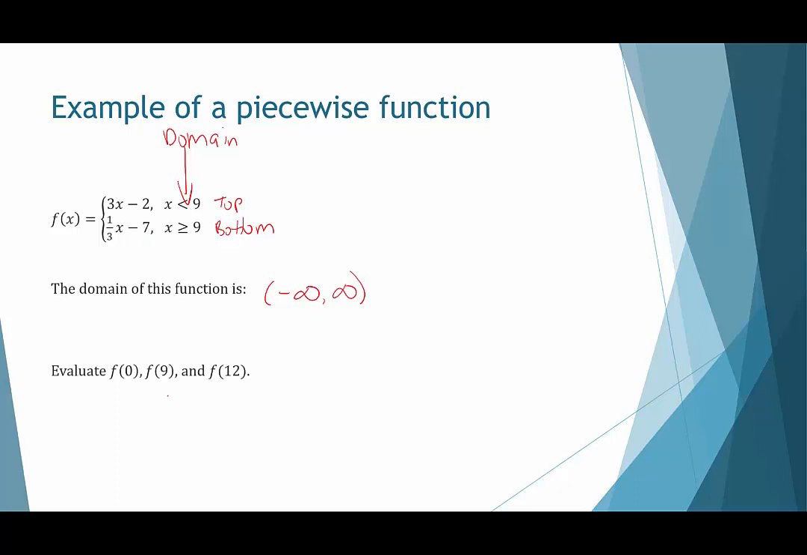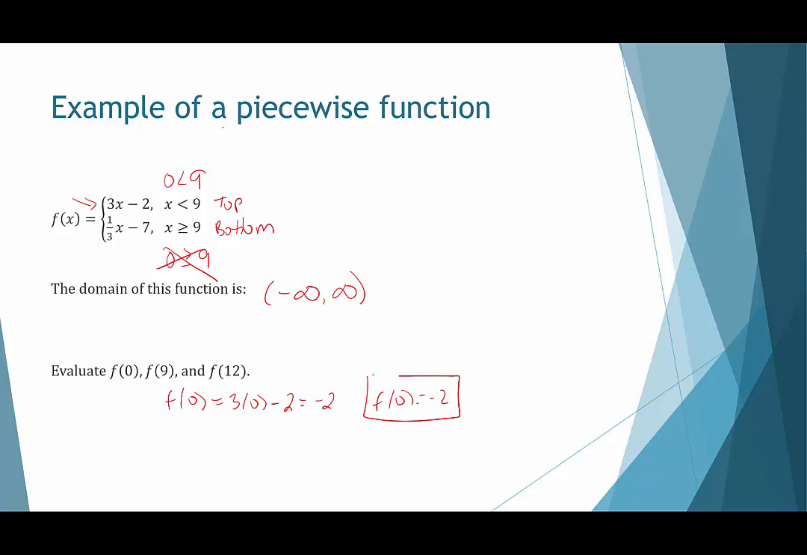Now let's evaluate. So f of 0. I'm going to erase this. Where does 0 make sense? Is 0 in the less than 9 category, or is 0 greater than or equal to 9? Whichever one is true, that's the piece we plug into. This is false, meaning we're going to plug in 0 to the top piece of the function. So we would say 3 times 0 minus 2, which is -2. So f of 0 is -2, right? Every input has exactly one output, so 0 only maps to -2.